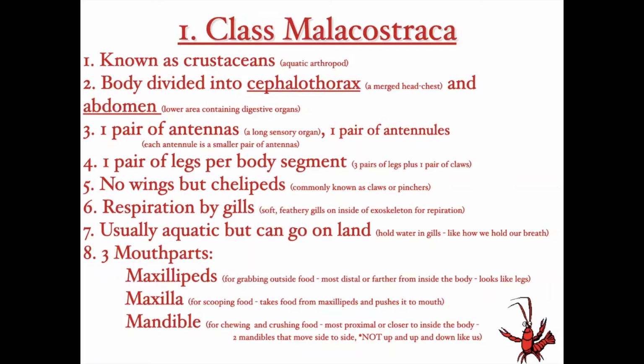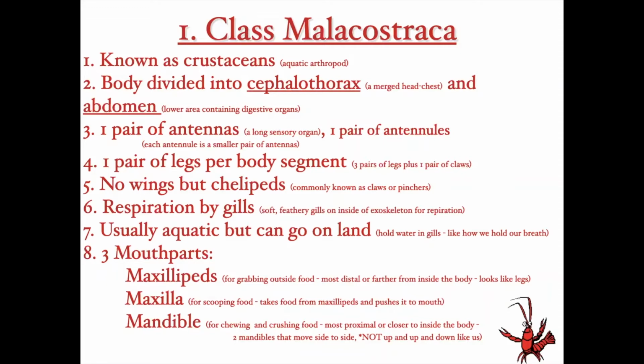Now, cephalo means head region, thorax means chest. And then, besides the cephalothorax, they have an abdomen, which contains the lower digestive organs. Crustaceans have 1 pair of antennas. Usually these have chemoreceptors that allow it to kind of taste and feel. It just doesn't touch, but it allows the arthropod to taste. They usually have these long ones, which are the antennas, and then they have the short little antennas, which are called antennules. And they're very small and short compared to the longer antennas.